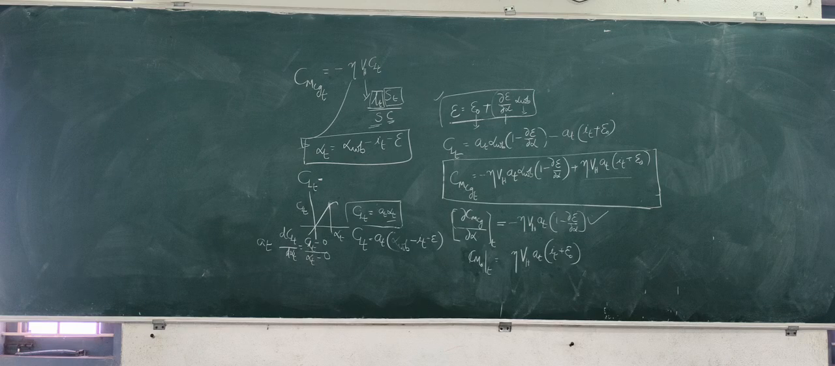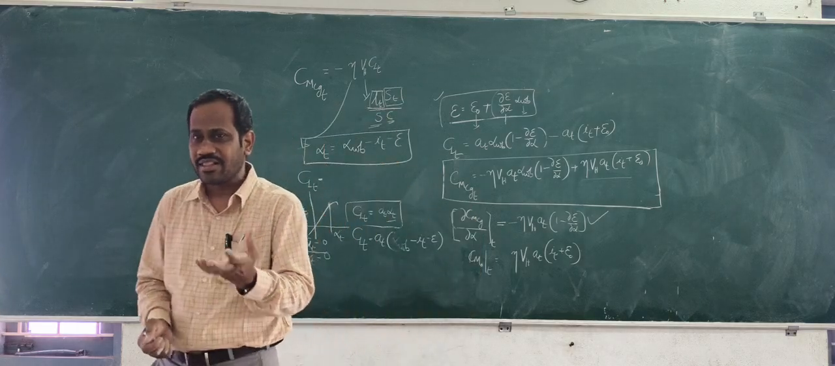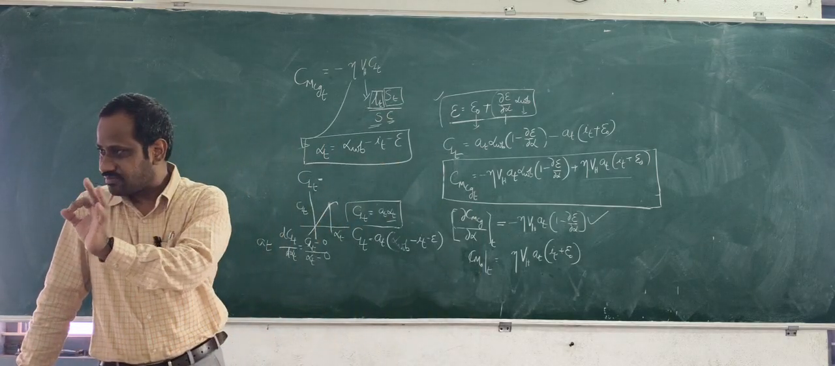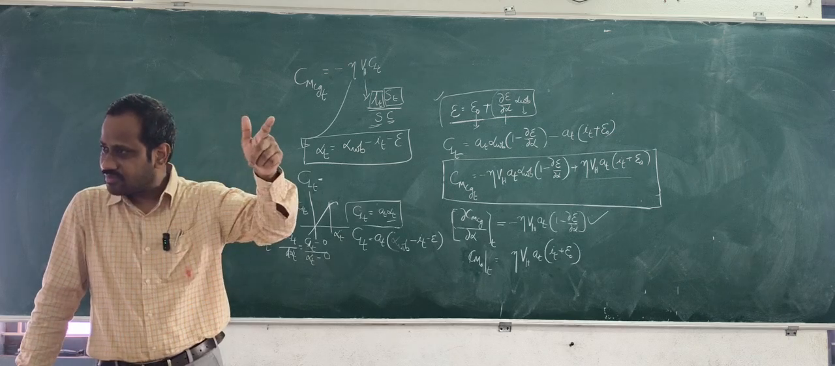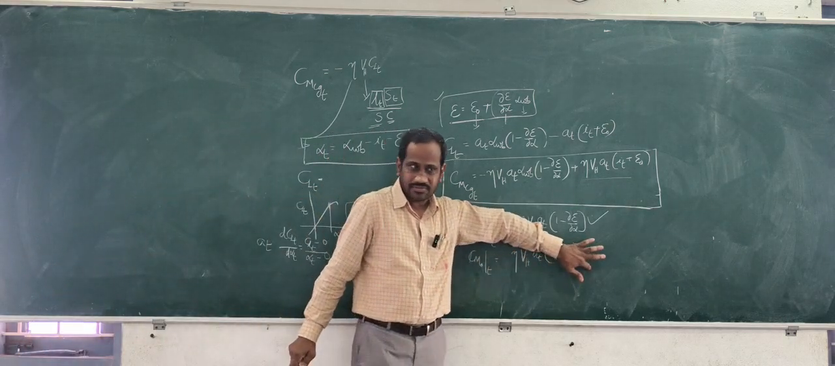Wing is contributing negative, tail is contributing positive. The sum should become positive. That much value you have to generate. Suppose the value is small, the contribution by the tail, then it is of no use. Minus plus a value should become positive, such that you have to fix the parameters.